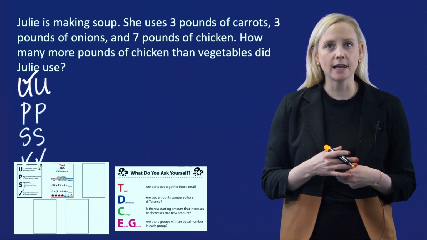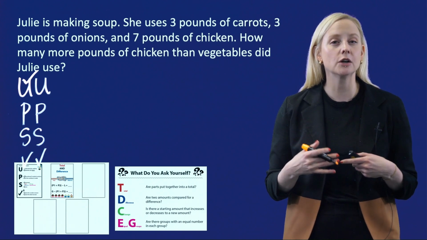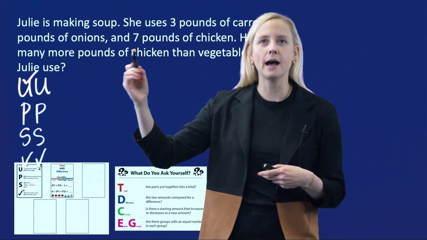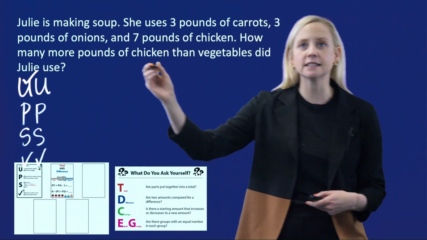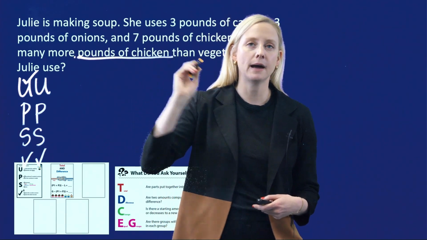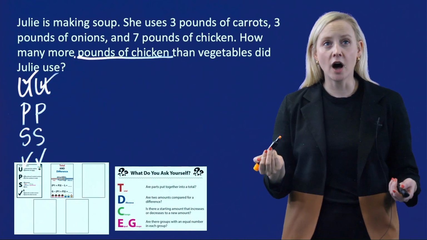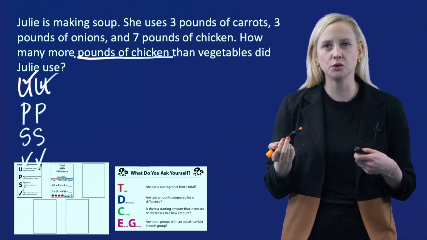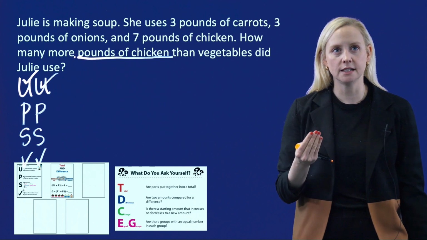Most of the time the label can be found in our question sentence, so I'm going to reread that to figure out what our problem is mostly about. It says, how many more pounds of chicken than vegetables did Julie use? Well, this story is asking me about pounds of chicken. So I'm going to go ahead and underline pounds of chicken. I'm going to check off my U. Now, if you want to check for irrelevant information during the second U step, you can, but you can also check during our first P, which stands for parentheses needed numbers.